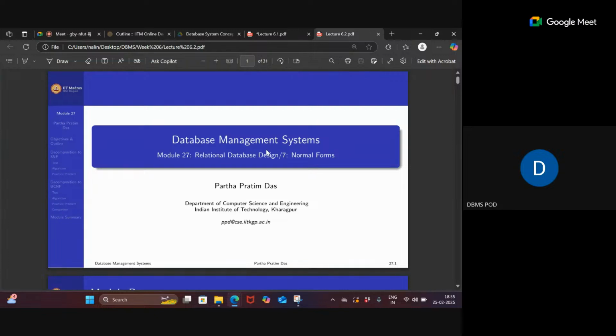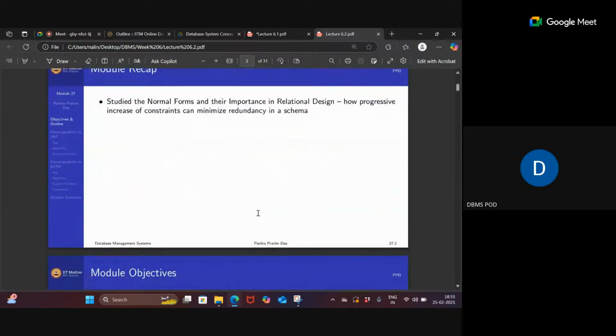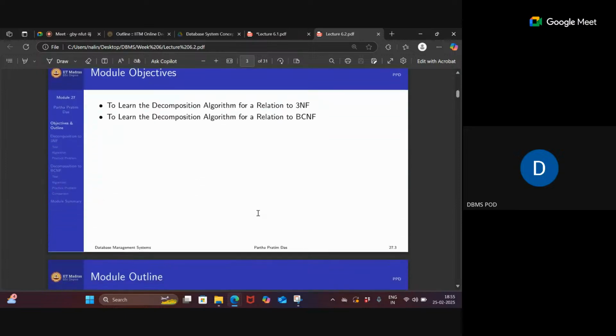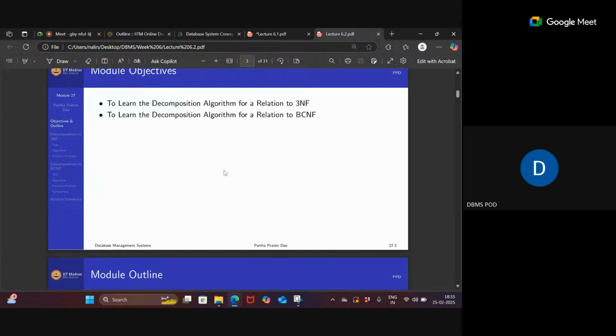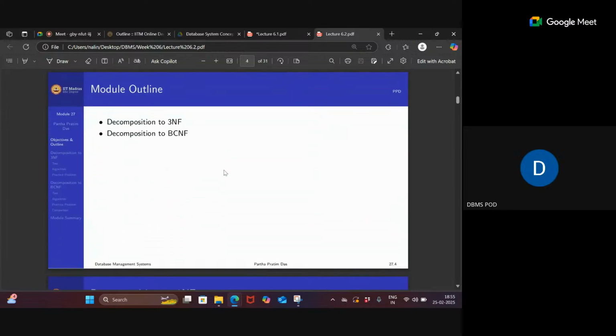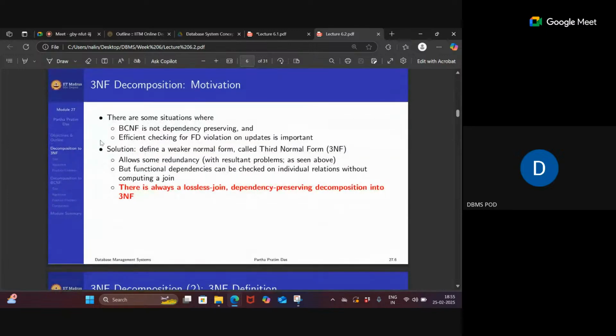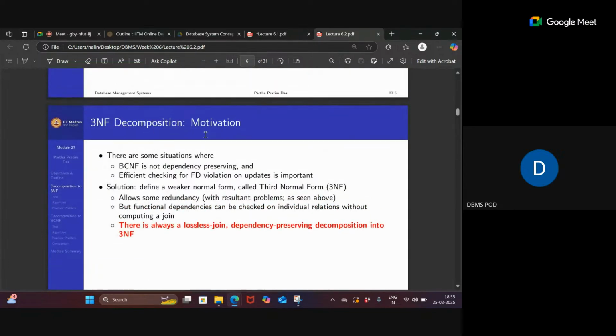We can see 6.2. Here we will study the algorithms to decompose our relations into 3NF or BCNF. The 3NF decomposition motivation is that there are some situations where BCNF is not dependency preserving, and efficient checking for FD violation on updates is important.